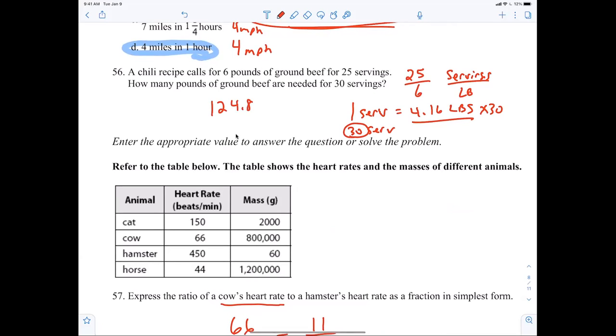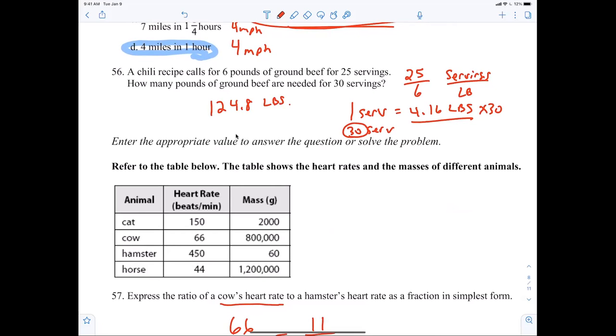Anybody else get 124.8 pounds? Yeah, I think that's better. Yeah, it should be because he rounded a little bit, you know what I mean? So that's correct. It's technically 125 pounds. Thank you for that, Tosh. All right, because of the rounding. All right, Oliver.